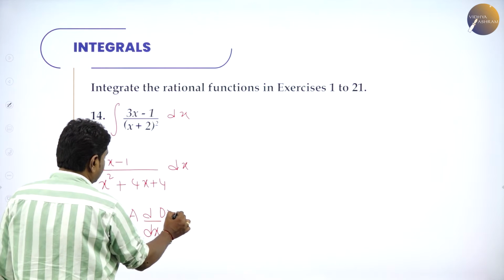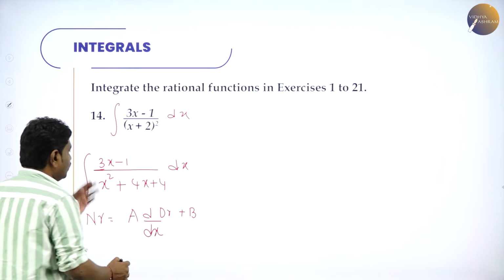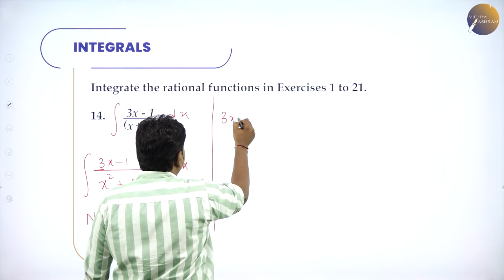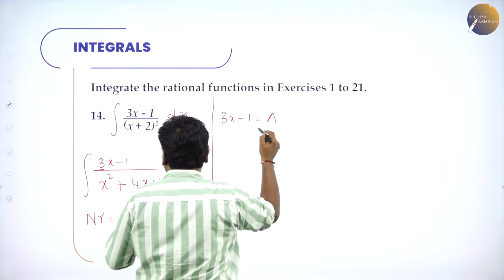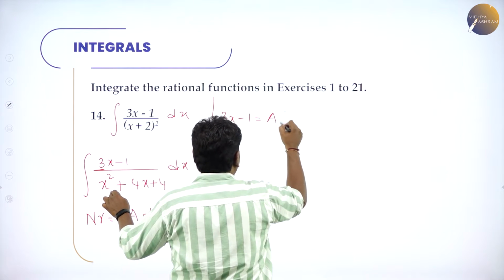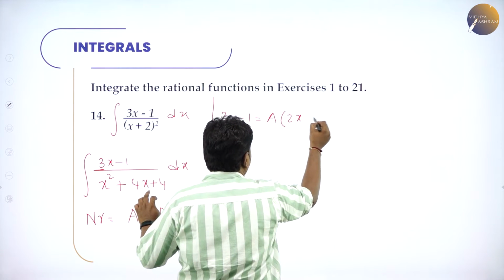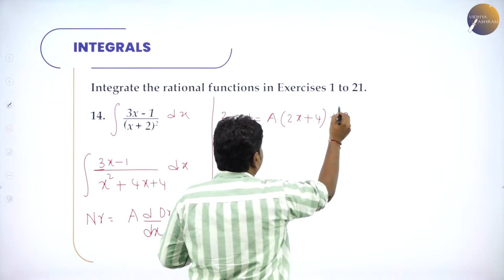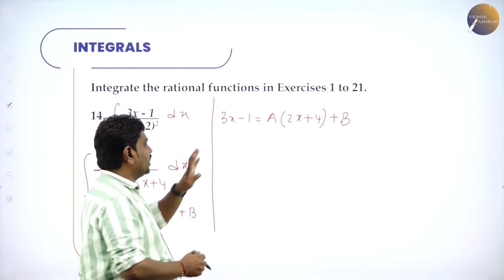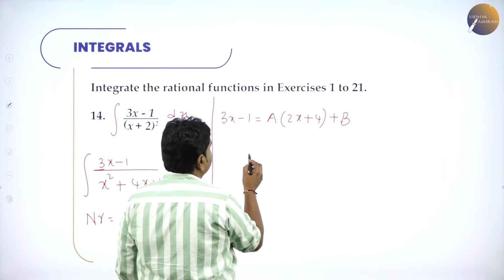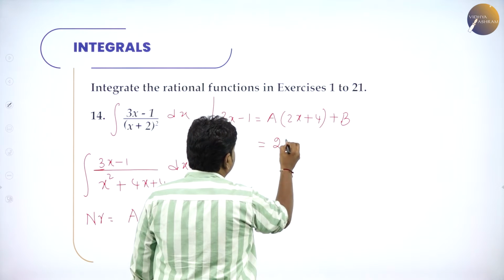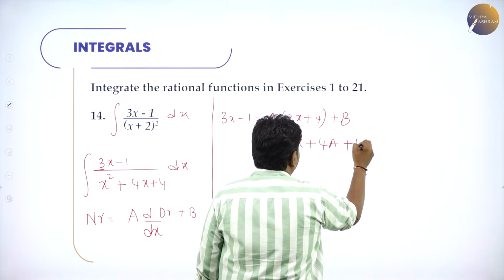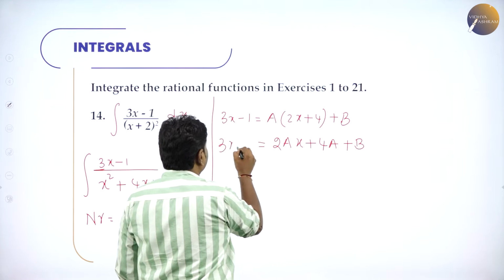A into derivative of denominator plus what? B. What is the numerator we have? Numerator we have is 3x minus 1 is equal to a into derivative of denominator. Differentiation of x square is 2x. Differentiation of 4x is 4 plus derivative of 4 is 0 plus b. Now we need to get a and b. How to get a and b? Equating the coefficients. So now simplify this. Can I write it as 2ax plus 4a plus b is equal to what? 3x minus 1.